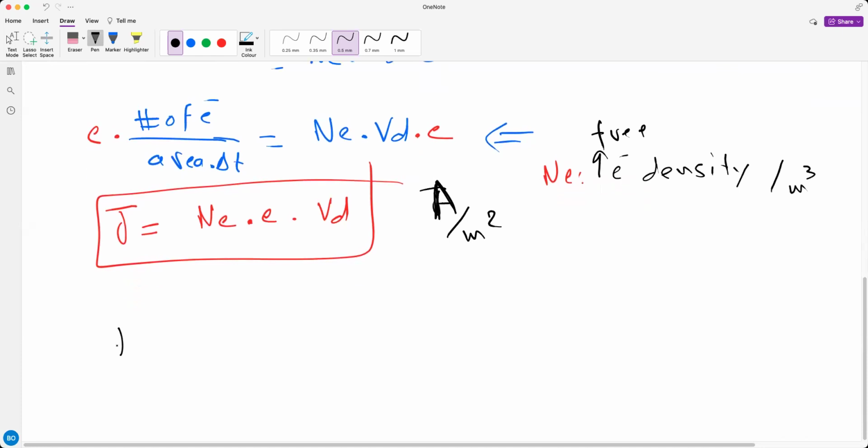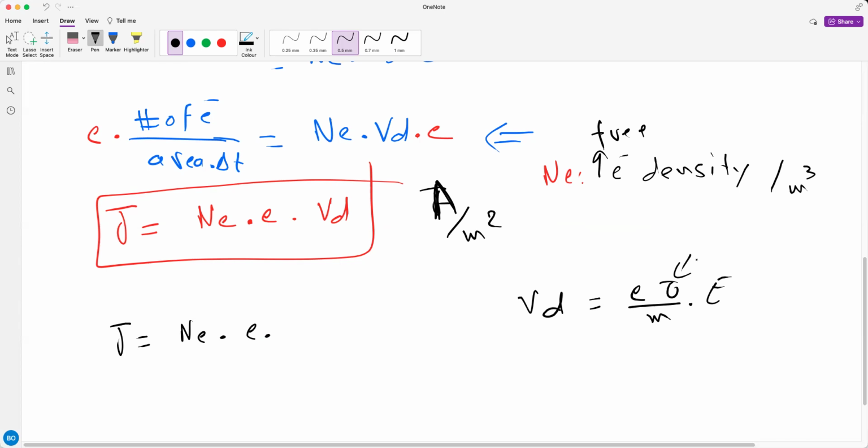So now I know that this is n_e, this is e. I know that the drift velocity is equal to the electric charge times tau divided by m, times the electric field. Who can remind me what is tau? It's the average time between two collisions.